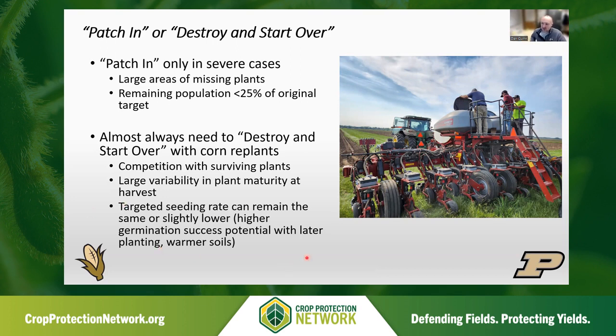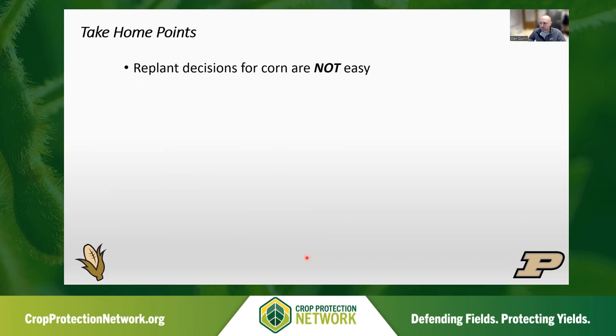Targeted seeding rates: if you think about starting over, the targeted seeding rates can actually remain the same or slightly lower. If we go a little bit later in the season with our replant, we may be planting into much warmer soils, so we may have much higher germination success with that later planting. So often you don't need to really alter your seeding rate with a replant, and you may be able to go a little bit on the lower side, but you definitely don't need to go higher with your overall seeding rate in terms of replants.